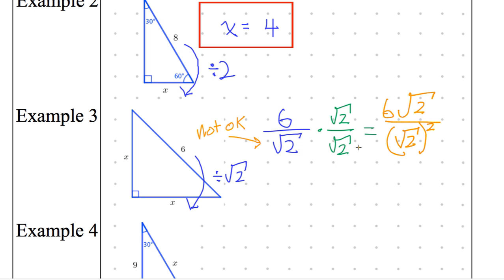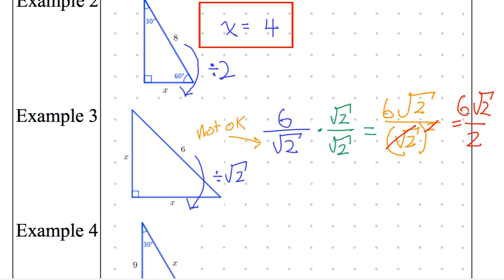So far, so good. We square the bottom. The square root and square cancel out, and I'm just left with 2 on the bottom and 6 square root of 2 on the top. You can have a square root on top, but not on the bottom. Exactly. You're allowed to have a square root on the top, but never the bottom.